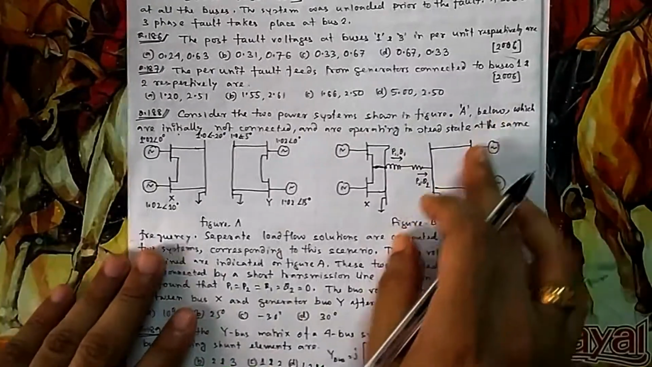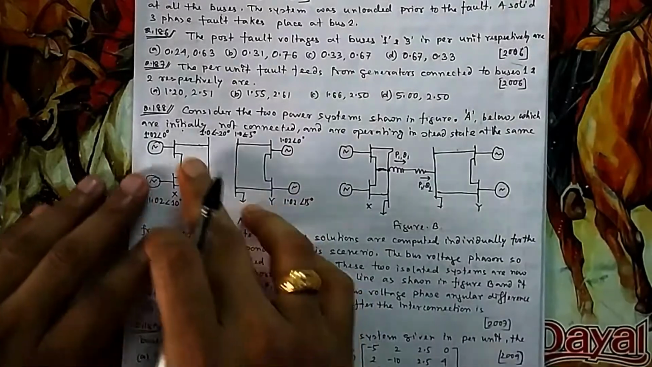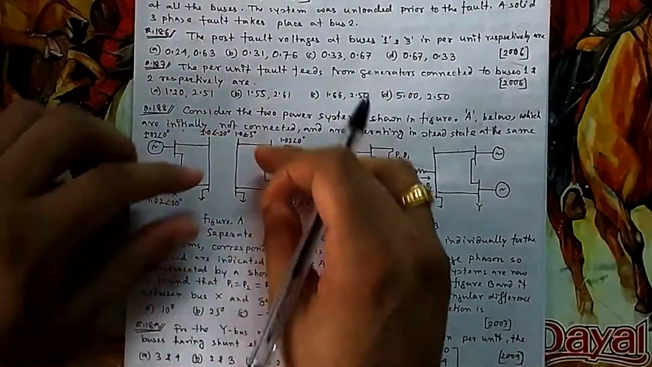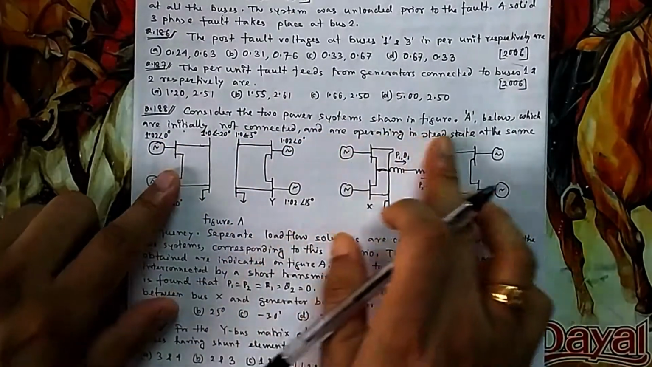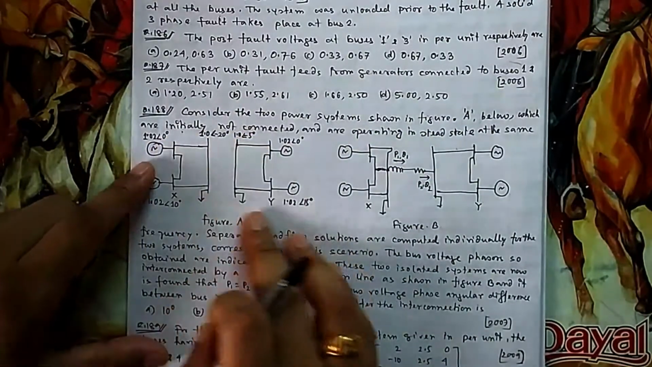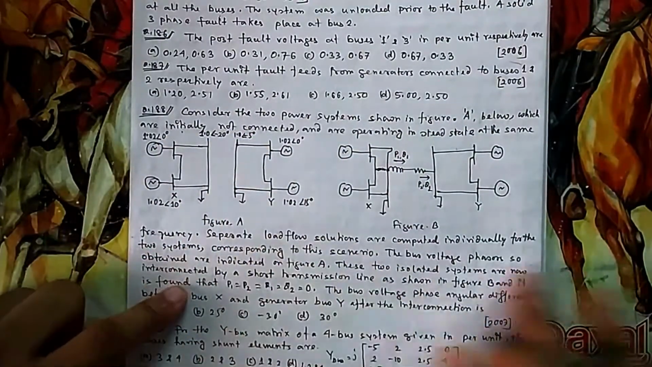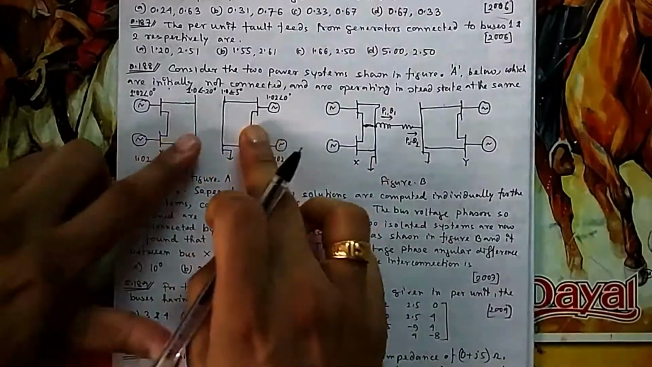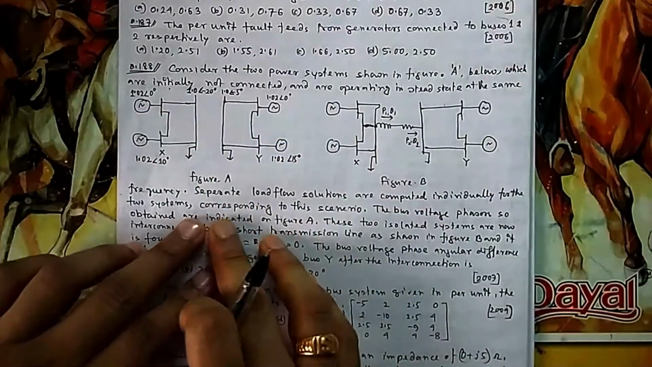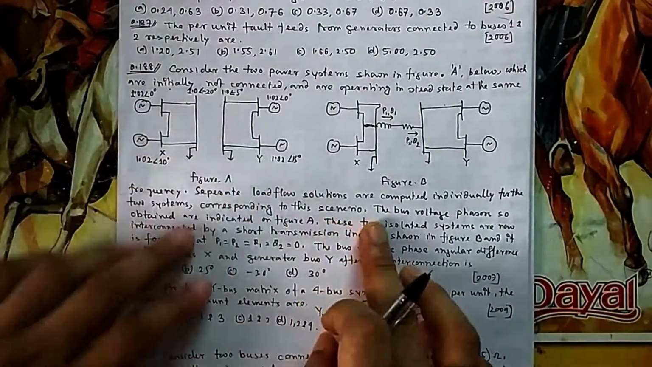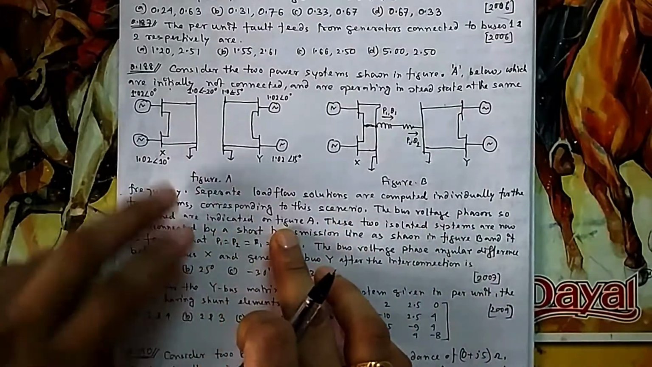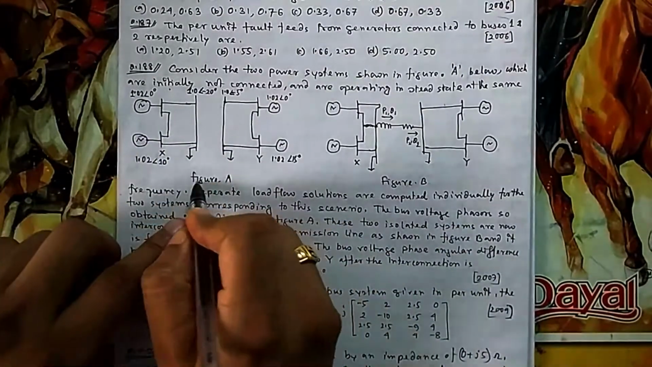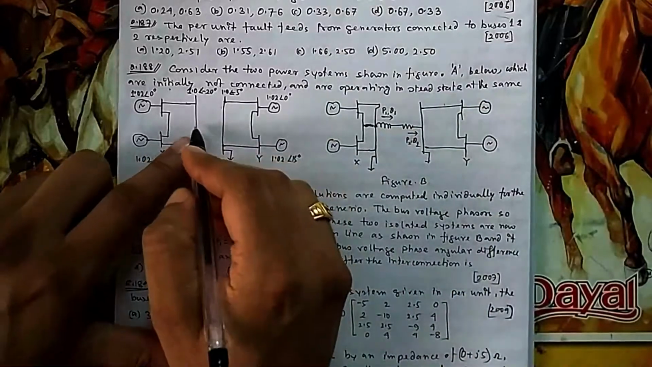Now if you come to question 188, consider the two power systems shown in figure A below, which are initially not connected. These two different power systems are not connected and are operating at steady state with these voltage values. These are given. A separate load flow solution is computed individually for the two systems, and the bus phasors obtained are indicated in figure A. In figure B, you have connected these two via this link.